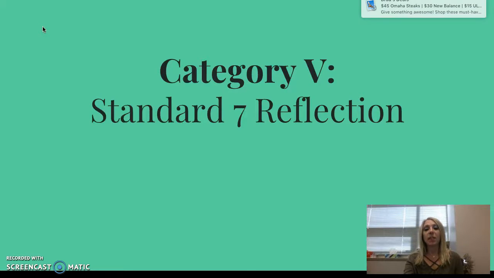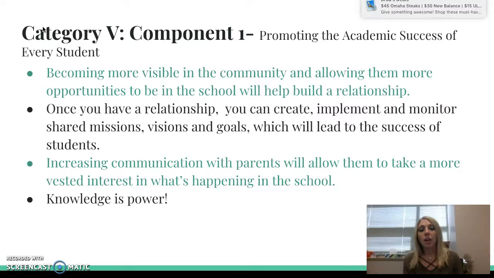Category 5, the Standard 7 reflection. Promoting the academic success of every student. Once you become more visible in the community and allow them more opportunities to be in the school, that will help build the relationship. And once you have that relationship, you can create, implement, and monitor those shared mission, visions, and goals, which will ultimately lead to the success of every student.